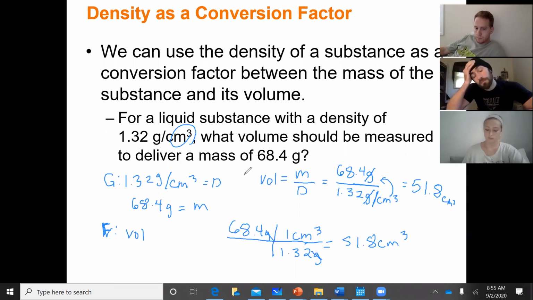I tend to see students just like to plug it into the equation. Then they don't have to worry about this. That's fine. You don't have to do it as a conversion factor. Just make sure you're getting your units canceled correctly. Questions on that?